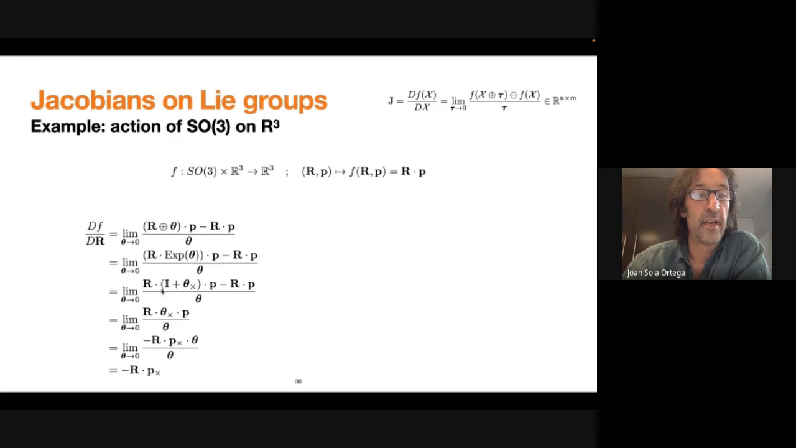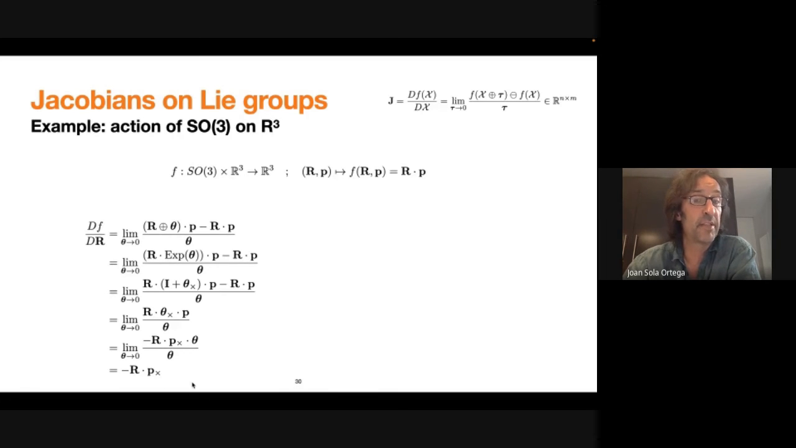We did this. Now you can simplify this Rp with this Rp, and you get this. And now the property of the skew-symmetric matrix is that theta cross times p is equal to minus p cross times theta. So you write this, and now you have the linear form multiplying theta and dividing by theta. So this Jacobian is minus R p cross. Cool. And this is a 3×3 Jacobian matrix. It's a little bit long, but you can do it, just applying definitions.